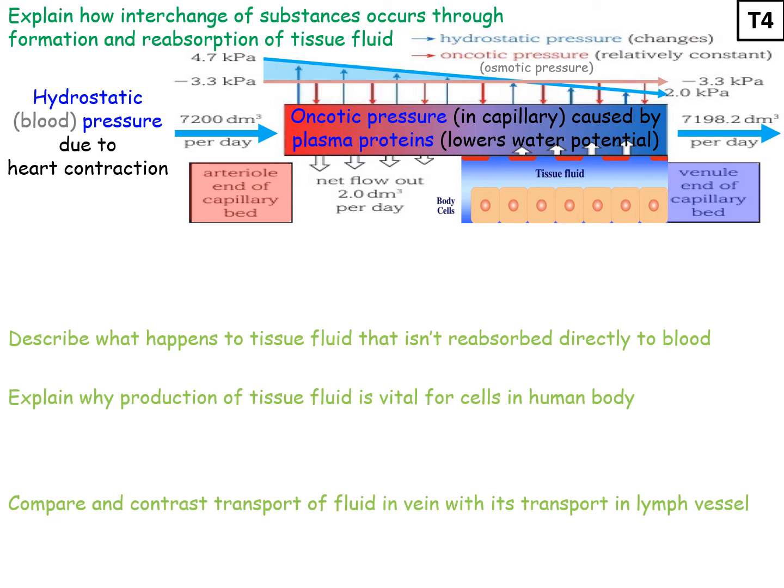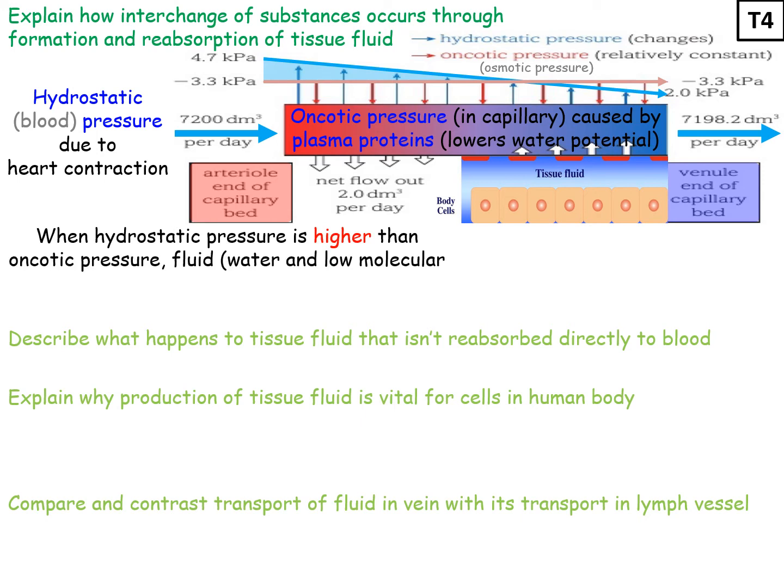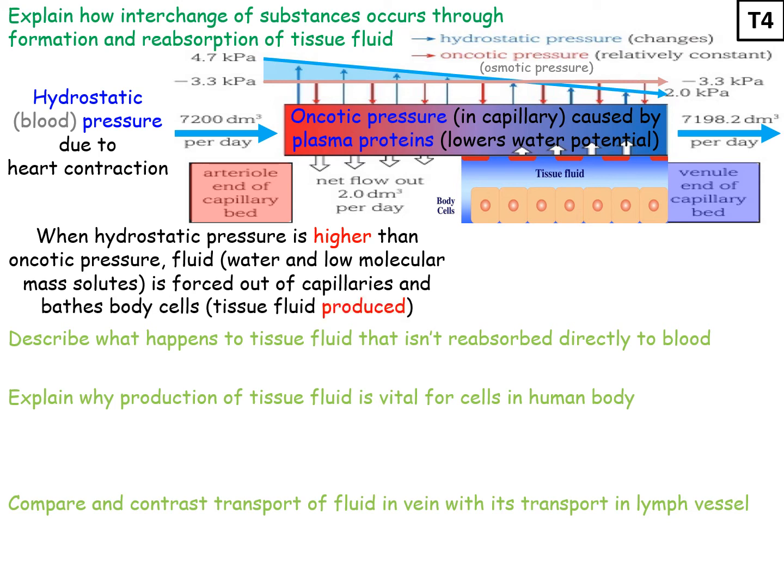Now on the capillary side that is closer to the artery, you can see that the hydrostatic pressure is much higher than the oncotic pressure. So if the pressure due to the heart contraction is stronger than the pressure from osmosis, that means more of the fluid, which contains water and low molecular weight solutes, is going to be forced out of the capillaries and into the space surrounding the body cells. And that forms the tissue fluid.